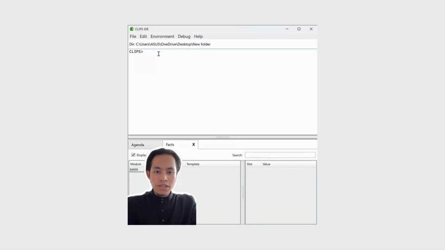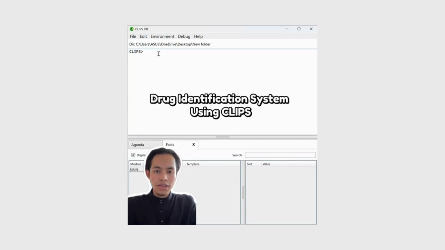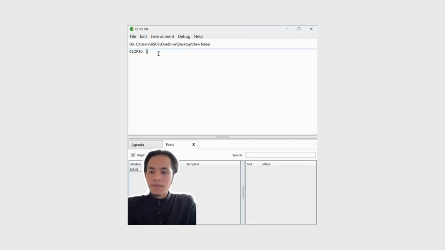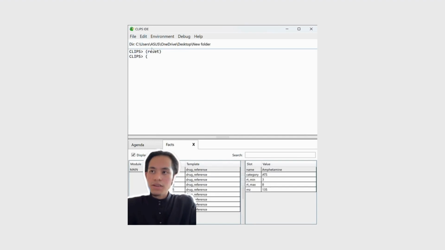Hi, my name is Mohamad Azam Ridzuan, and today I would like to present a demo of our drug identification system using a CLIPS program. To start, we put the reset keyword to trigger the deffacts. Then we put the start keyword to trigger the start function to ask for input from the user. So here, it asks for the sample ID. The user will put the sample ID, for example here we put 101.